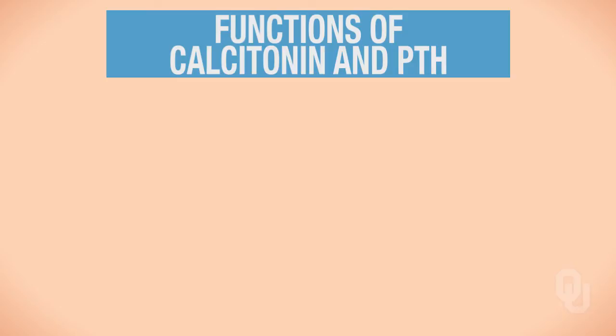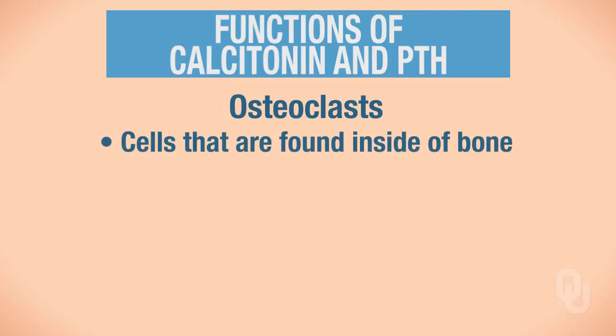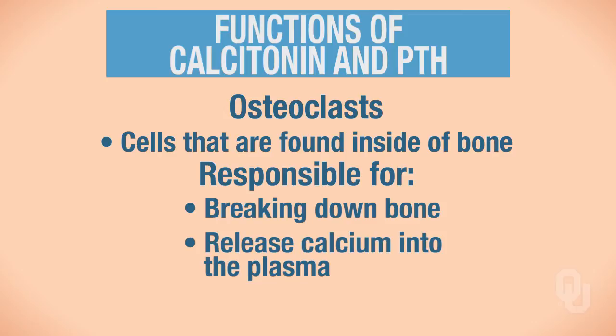Now, to understand the functions of calcitonin and PTH, you have to understand the functions of osteoclasts. Osteo means bone. Osteoclasts are cells that are found inside of your bone, and these cells are responsible for breaking down bone. Bone contains a lot of calcium, so if we break down bone, we release calcium into the plasma. This is something that's normal. It's naturally occurring on a daily basis for every human being. Osteoclasts continually break down bone and then release calcium into the plasma. You can also build bone on a daily basis too.